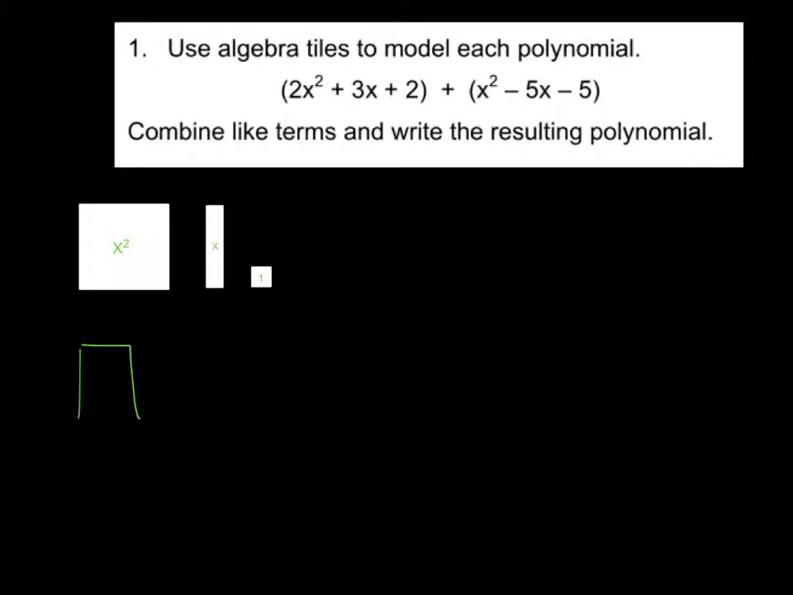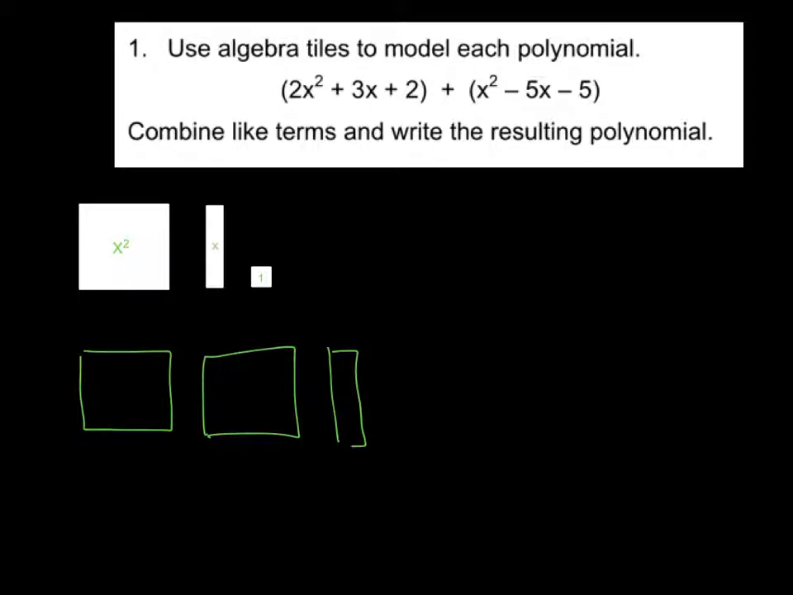Oh, that's a terrible drawing there. Let me try that again. I have 2x squareds, so that's 1, 2. I have 3 x's, so 1, 2, 3. And then I have 2 1's. So 2 small ones. So this represents my first polynomial.